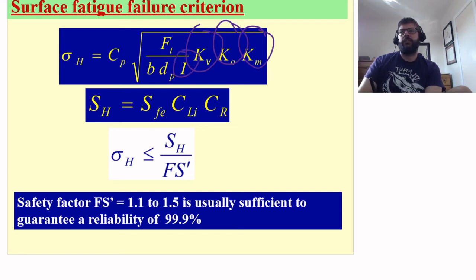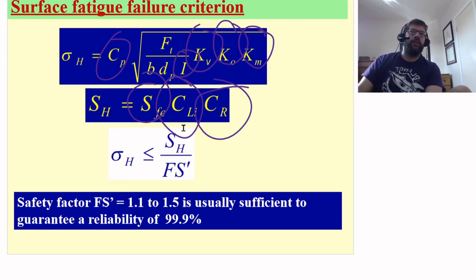Got our I, that's just a function of the geometry. Got our C_P, that is a function of the materials used. Our S_FE is a function of the materials used and typically calculated based upon our Brinell hardness number. C_Li, L_i for life, that's based upon how long we expect this thing to last. If we're at 10 to the 7, it's 1. And then our C_R is based upon what sort of reliability we need. If 99% of our gears need to last that long, then we're going for 1.